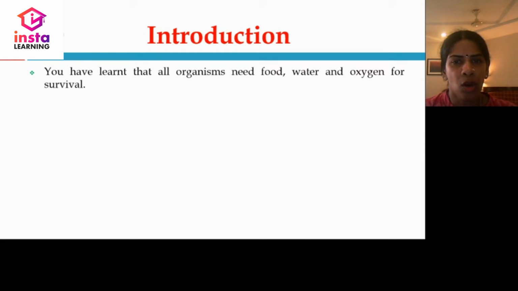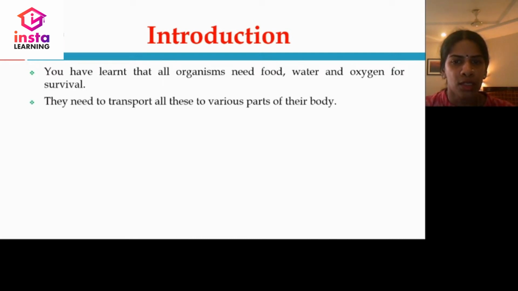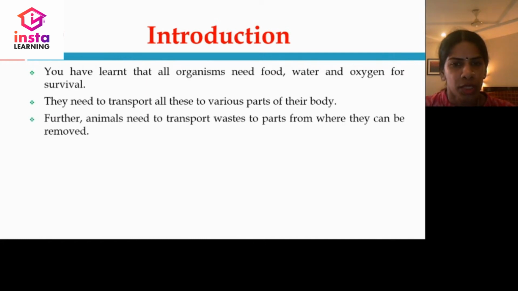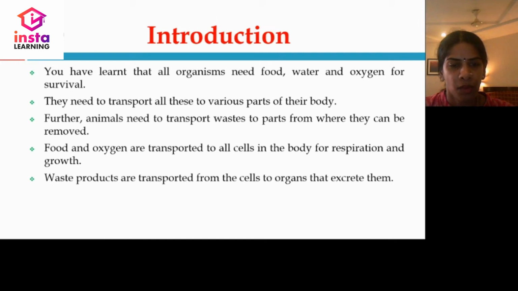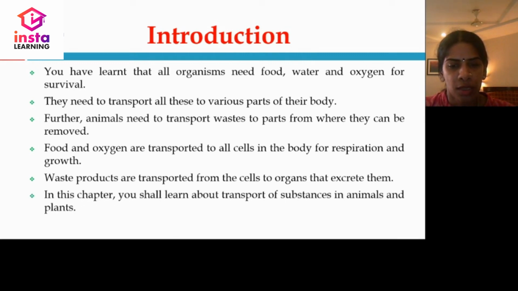You have learned that all organisms need water, food and oxygen for their survival. They need to transport all these to various parts of their body. Further, animals also need to transport waste to the parts from where they can be excreted. Food and oxygen are transported to all cells in the body for respiration and growth. Waste products are transported from the cells to organs that can excrete them. In this chapter, you shall learn about transport of substances in animals and plants.